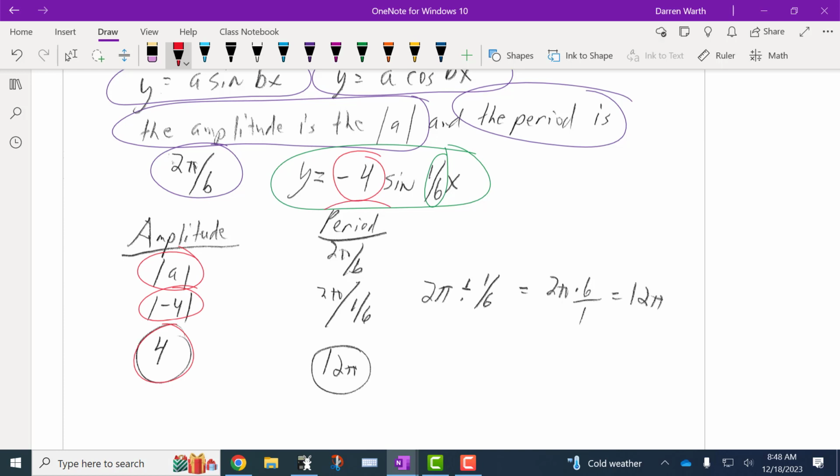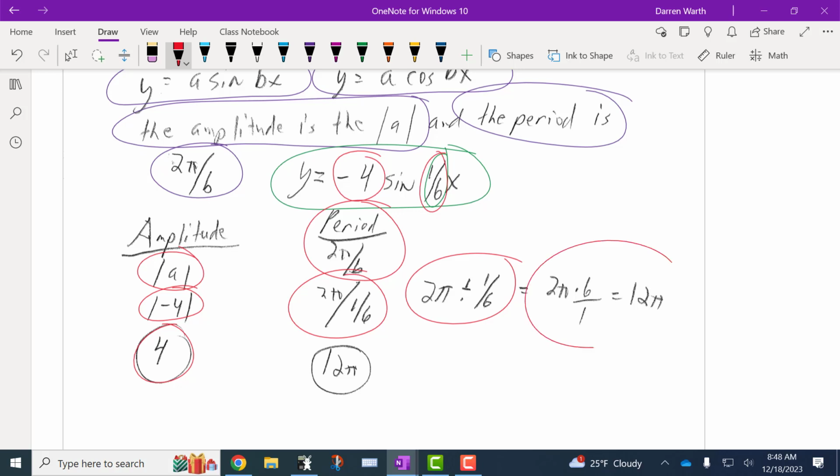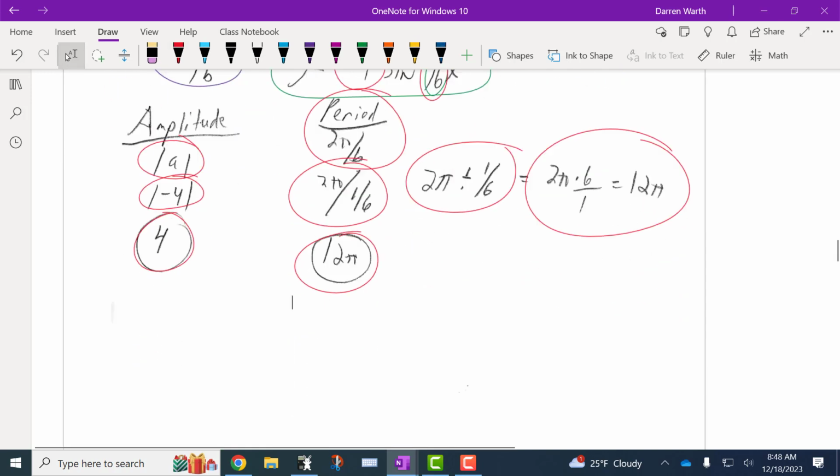Now my period is going to be 2 pi divided by B. Well, here's my B, which is 1/6, so 2 pi divided by 1/6. I flip and multiply, and that comes out to be 12 pi. So that is going to be my amplitude, it's going to be 4, and my period is going to be 12 pi.